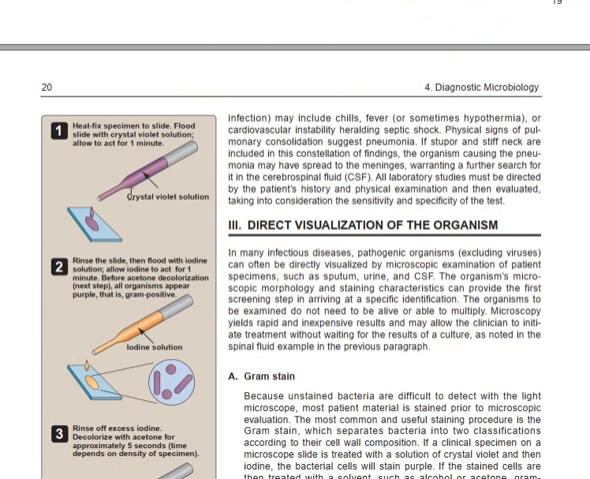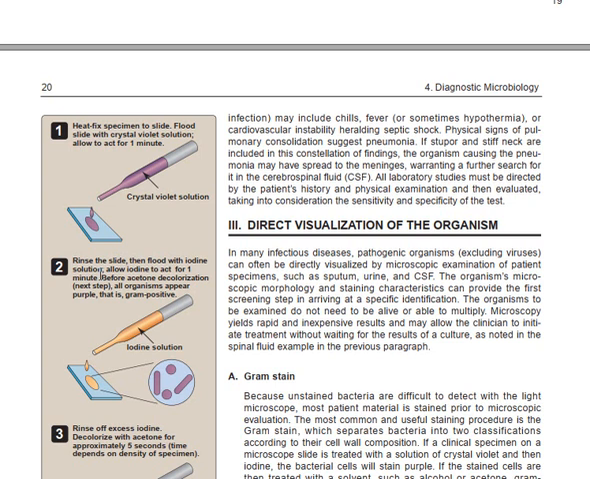So this is the preparation. So we have a heat fixed specimen on the slide. So you fix the specimen to the slide. We flood the slide with crystal violet solution. Is it clear? Allow it to act for 1 minute. Now you have to rinse, then flood the slide with iodine solution.